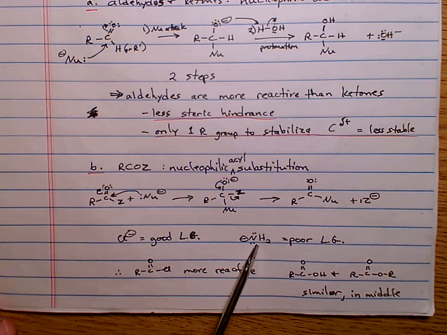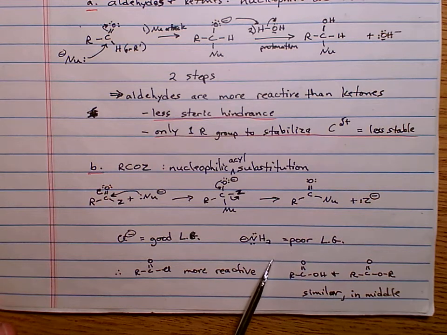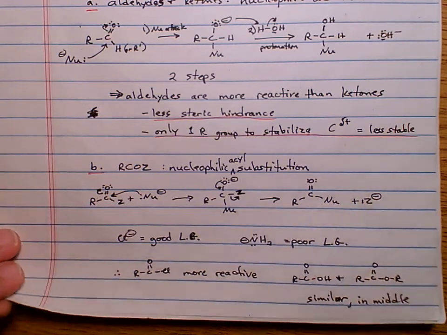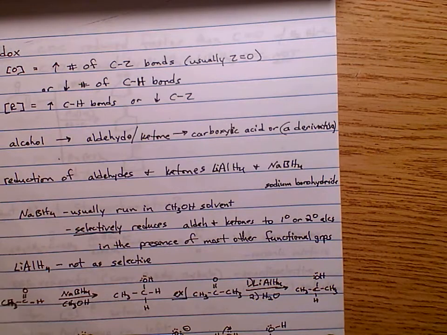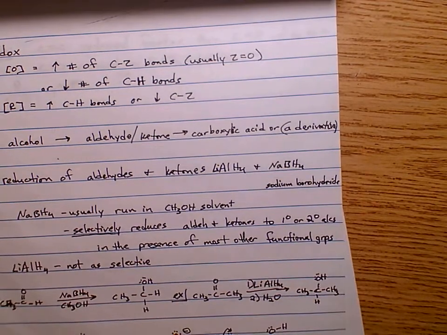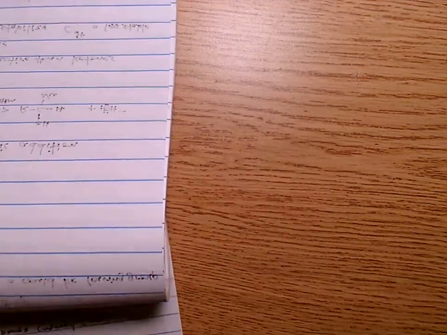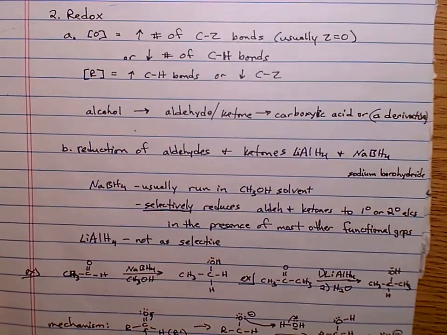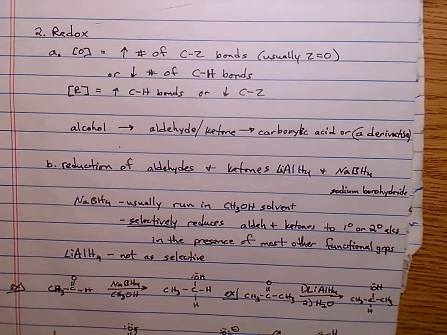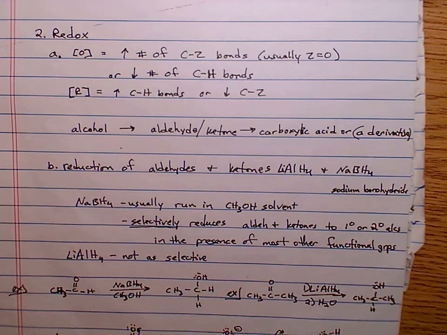NH2 minus is an extremely strong base, an extremely poor leaving group, which means if you had RC double bond O NH2, an amide, that's not going to be very reactive towards substitution because you've got such a poor leaving group. All right. And throughout a lot of this semester, we will be looking at examples of these substitution and addition reactions. Addition with aldehydes and ketones, substitution with RCOZ. All right, but next we're going to look at redox reactions.